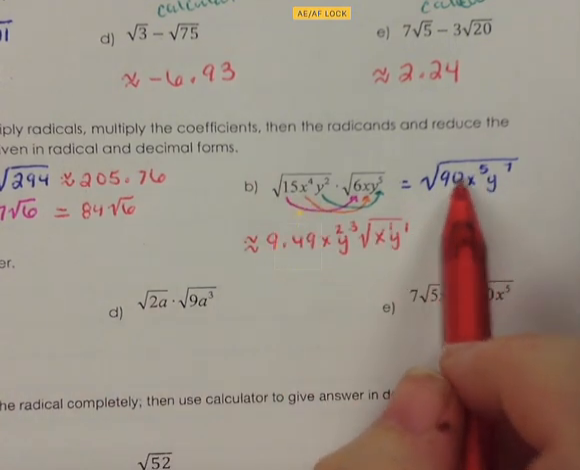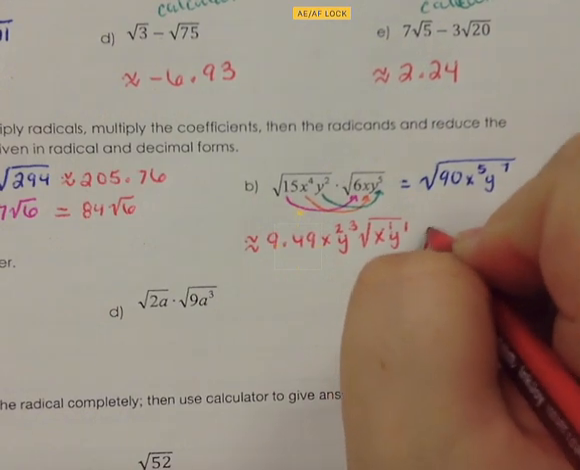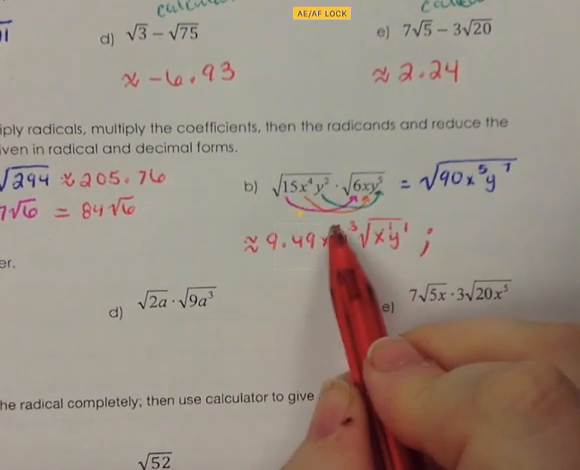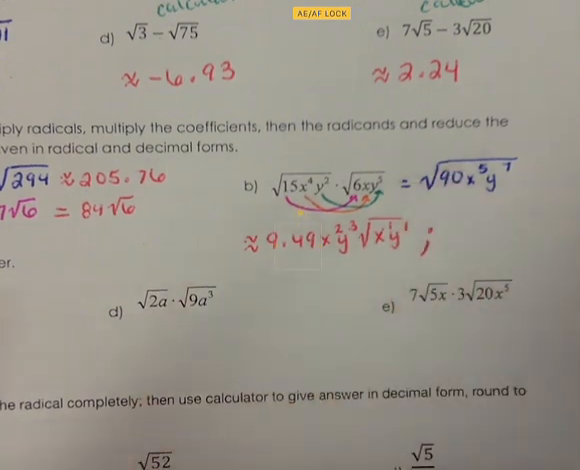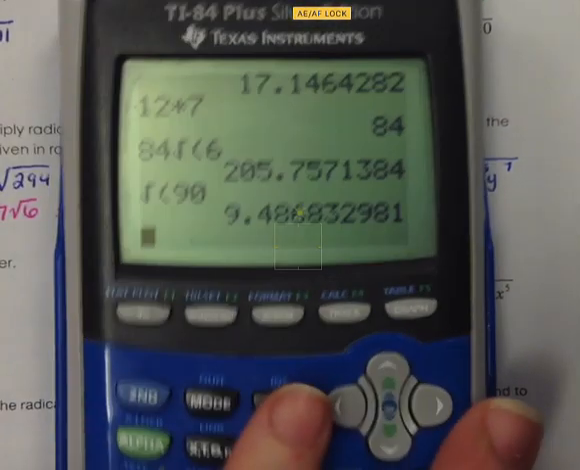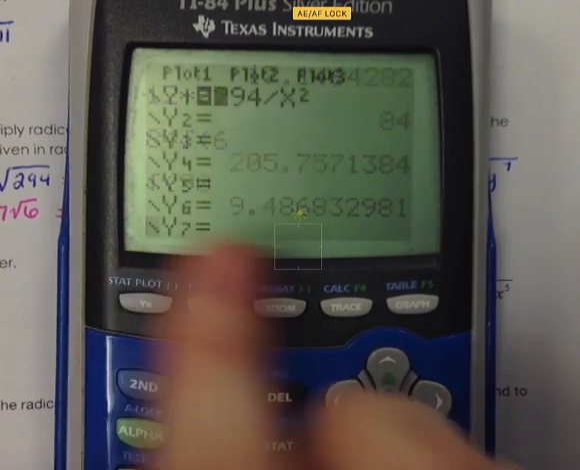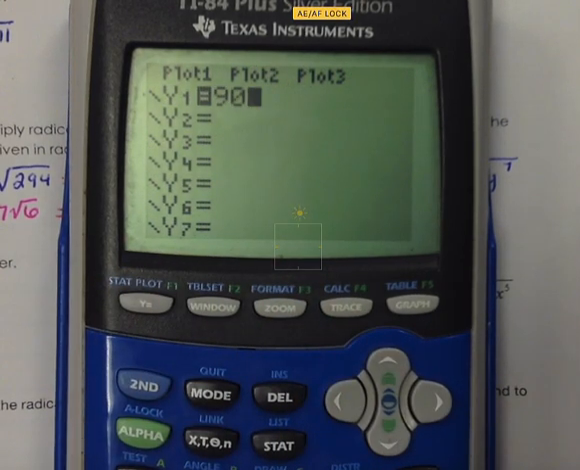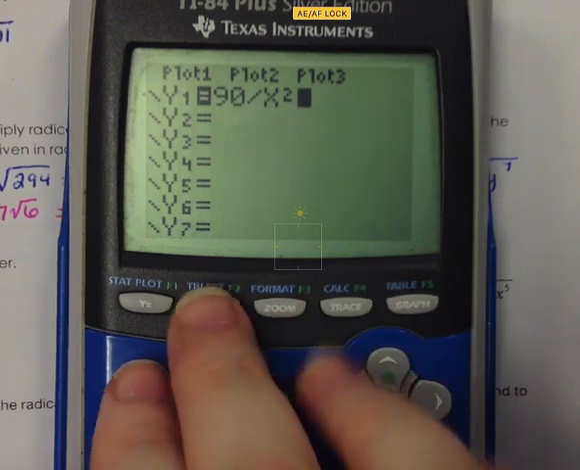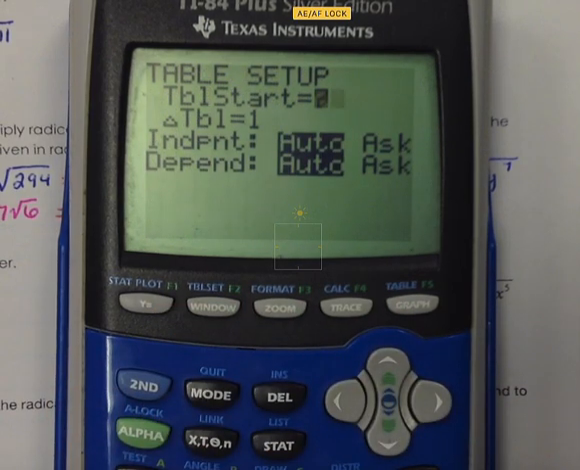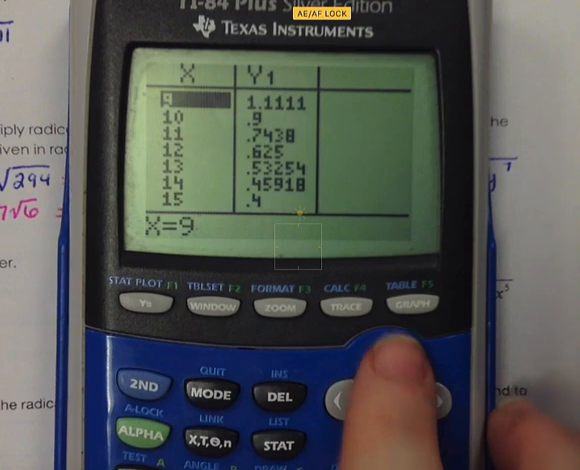Now to do our exact answer, we're going to actually have the same coefficient of letters and radicand of letters, but our numbers will change. So we know we're going to start with 9. So if we go to y equals, we do 90 divided by x, and again it was a square root, so x squared. We're going to start it at 9. And then we'll look at our graph, our table.